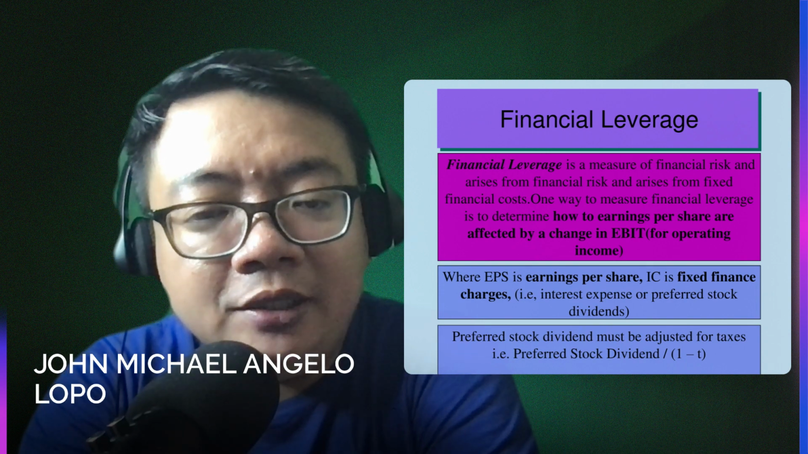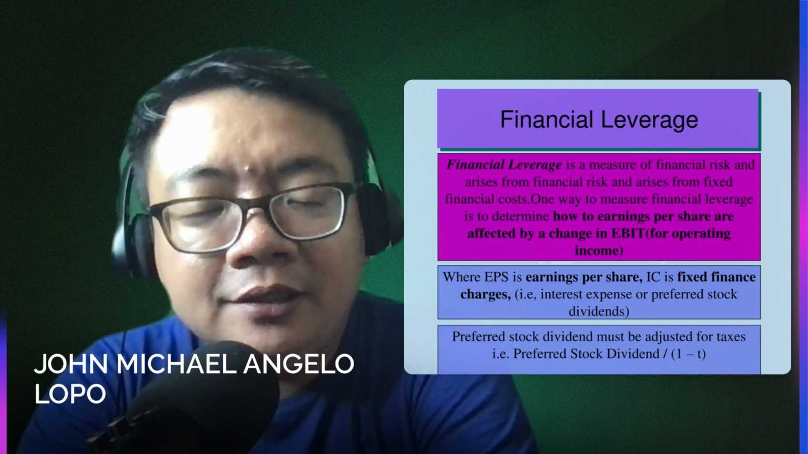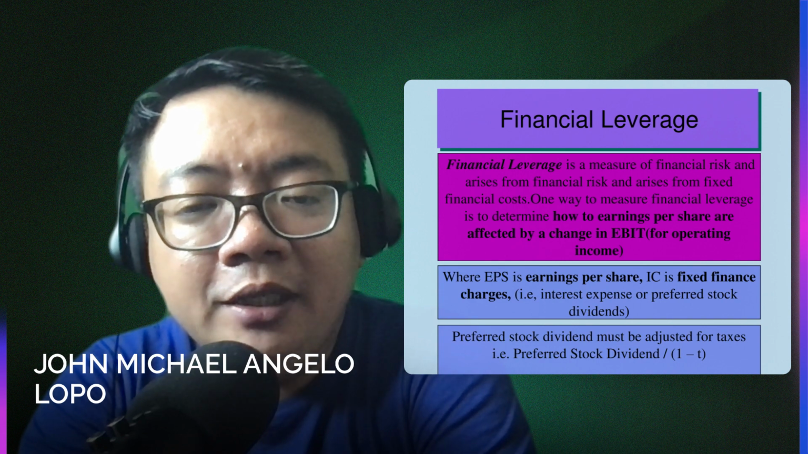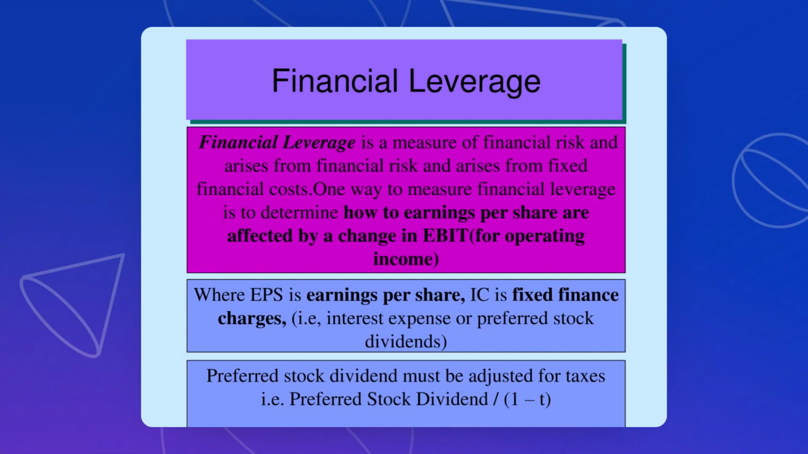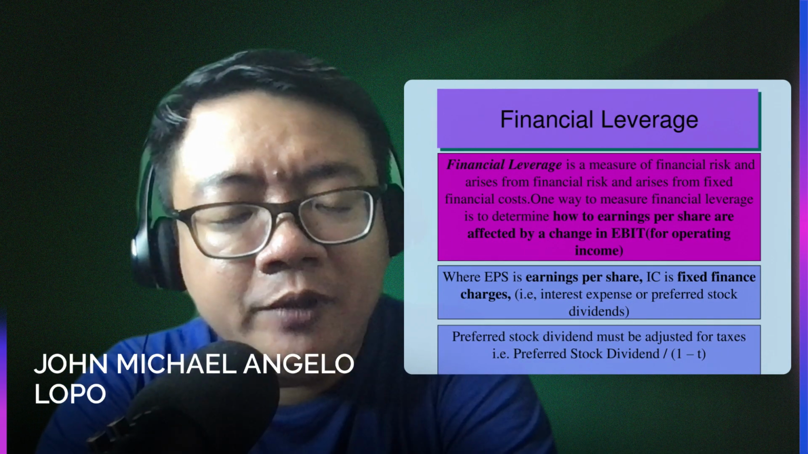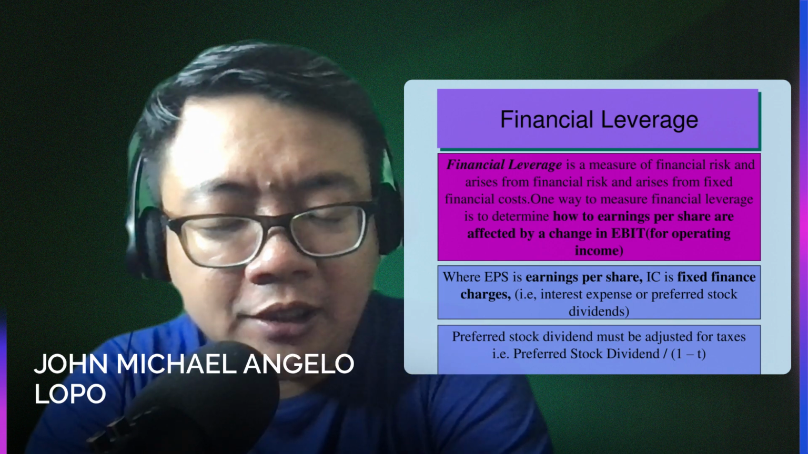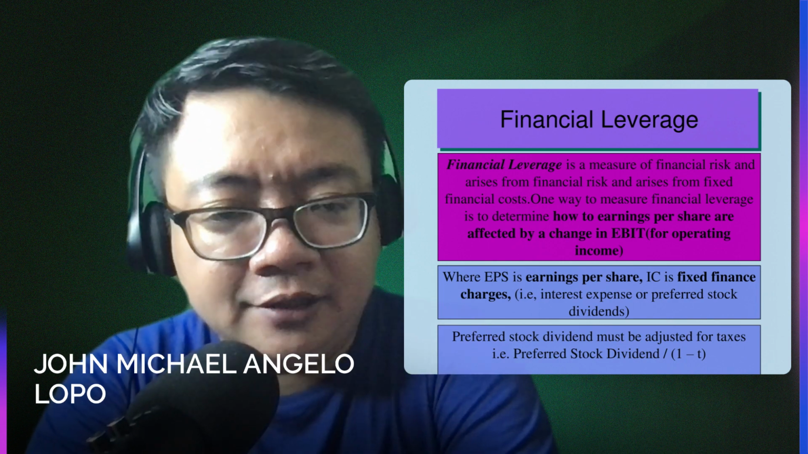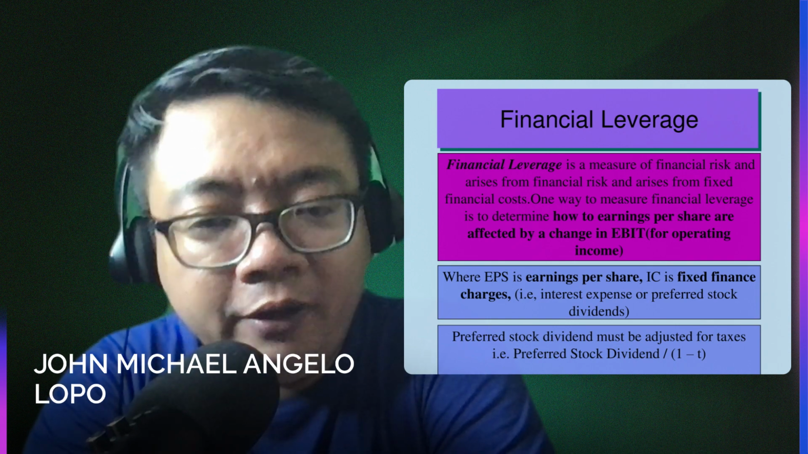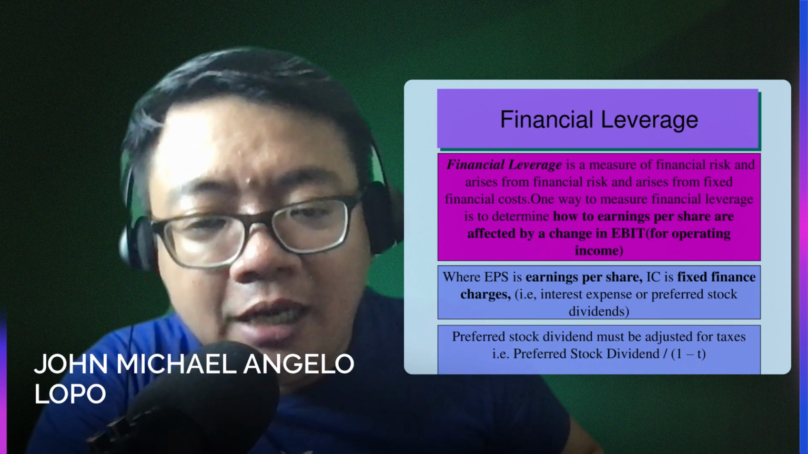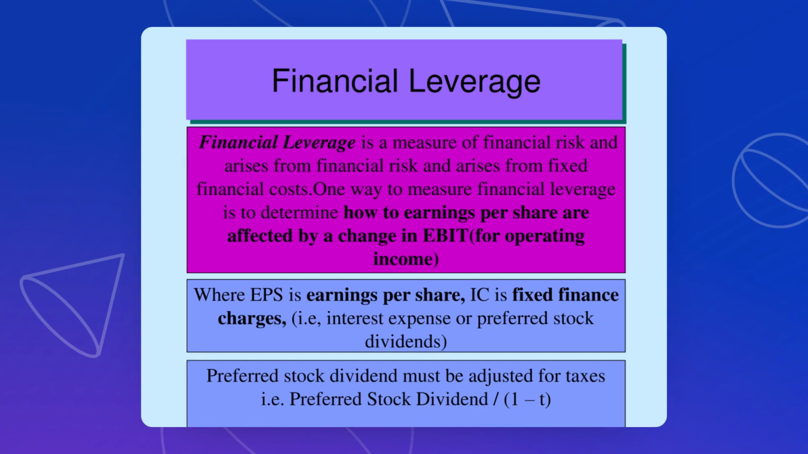It must be adjusted for the taxes. That's why the formula here for preferred stock dividends is to divide it by 1 minus T. Sir, why do we adjust? We assume that the preferred stock dividends is net of tax. That's why you will gross up, no? You will divide it by 1 minus tax. So that's the formula in terms of your preferred stock dividends.